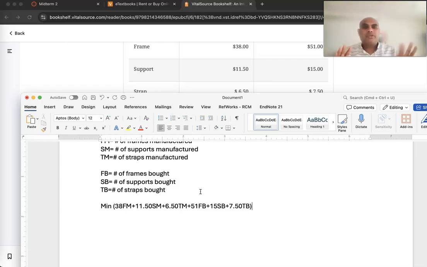These are the only costs given to us. We're not given labor costs, we're not given sales price or anything like that. So based upon the costs that are given to us, this is the total cost of either manufacturing or buying, and this is what we want to minimize, right? Now let's write the constraints.